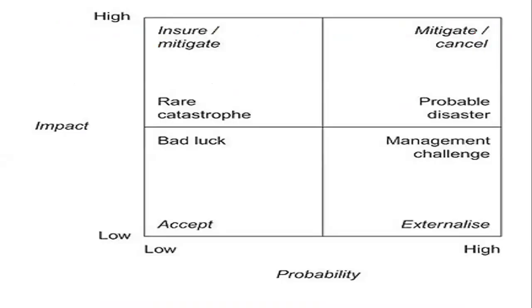Impact is high, low here. Probability is high, low here. So it's a matrix, and the matrix consists of four quadrants. A quadrant is one of four boxes, one of four rectangles. Now, insure and mitigate is for rare catastrophic risks. That means the impact is high, but the probability can be low.